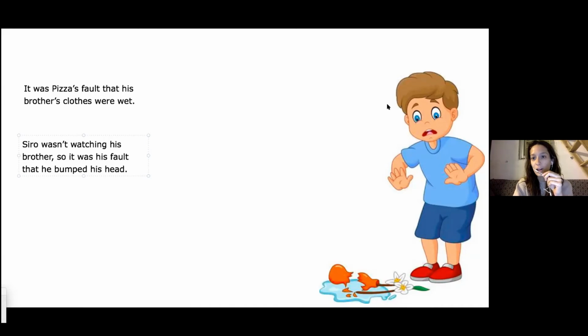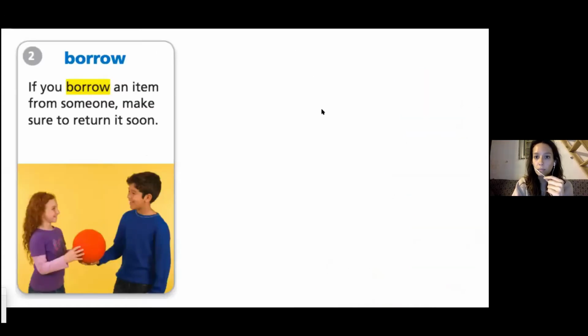Okay. So do we all know how to use the word fault in our sentence? Okay. It was someone's responsibility for a mistake. Okay. Let's move on to our next word. Borrow. Mitzi, can you read our borrow sentence? If you borrow an item from someone, make sure to return it soon. So, Lily, if you borrow something from someone, is it yours forever?